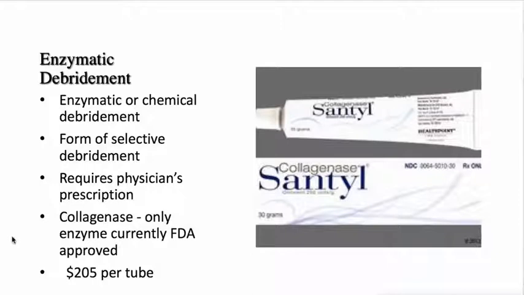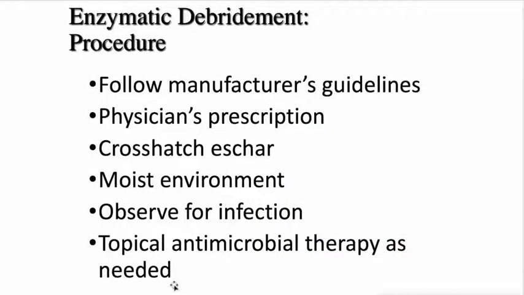Enzymatic debridement, Santyl is an example. This is kind of a type of chemical debridement. It is a form of selective debridement. It does require a physician prescription. And here it is, collagenase. It's the only enzyme currently approved by the FDA, very expensive, $205 per tube.